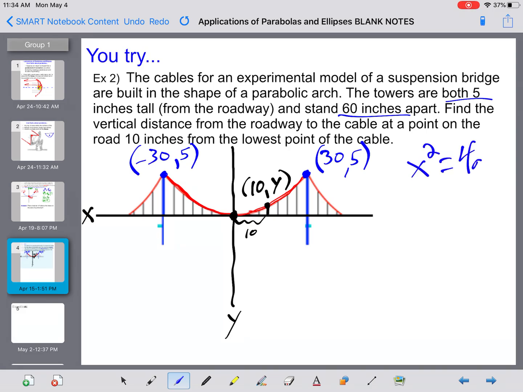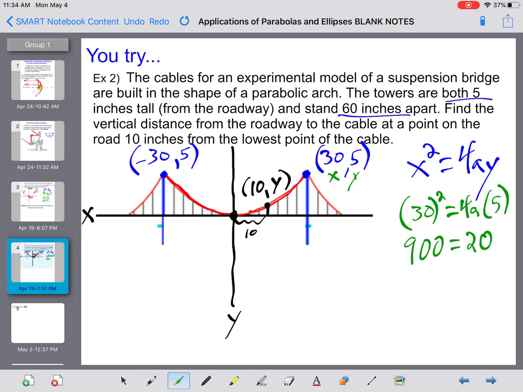Because of the way I drew this parabola, it's another x squared equals 4ay. Because I put the vertex at 0, 0, I don't need an h and a k. And just like the last problem, I can find the a value. I'm going to use this point here, so I'm going to plug in 30 for x and 5 for y. I end up getting 900 equals 20a. I divide both sides by 20, and I get an a value of 45.